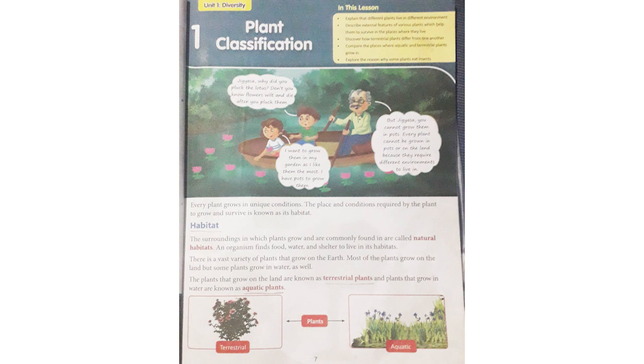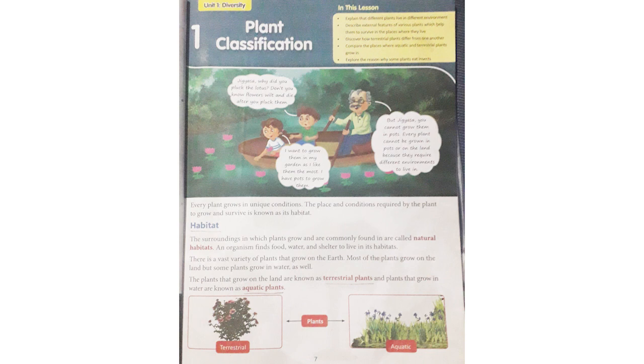The definition is: the surroundings in which plants grow and are commonly found is known as natural habitat. It means natural habitat is that habitat where the plants commonly grow and are found. That habitat gives food, water, and shelter to the plant to live, like an organism also needs all of these things to live properly in its habitat.